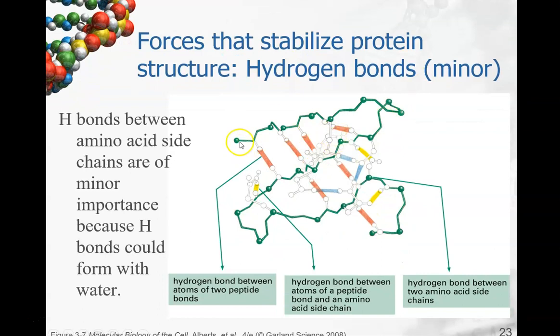So let's not forget hydrogen bonds. Again, they are minor, and that's because the hydrogen bonds between amino acid side chains, you could easily form them with water if you unfolded the protein, but they are still important in a folded protein. If we look at the green, this is a polypeptide backbone right here, and there are lots of different places where you can form hydrogen bonds. Remember, the peptide group has the capability of forming hydrogen bonds. So between two peptide bonds, between a peptide bond and an amino acid side chain, or between two amino acid side chains.